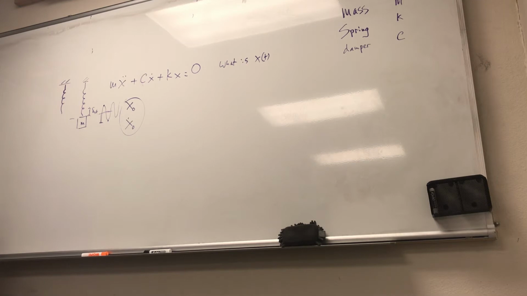Now, you go to the third one. How many masses do you have? 3 masses. So to describe the system, I need to know where each one is. Meaning, I need to have 3 x's. That means 3 degrees of freedom.